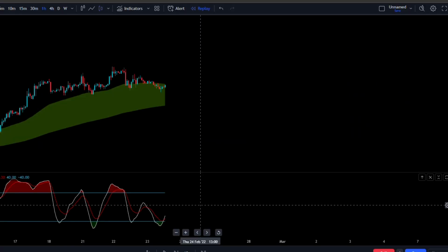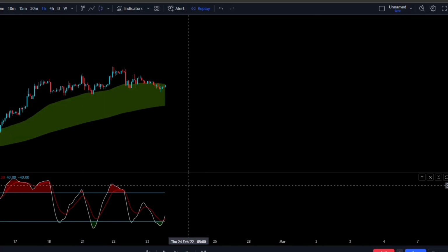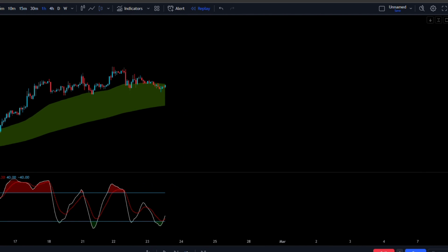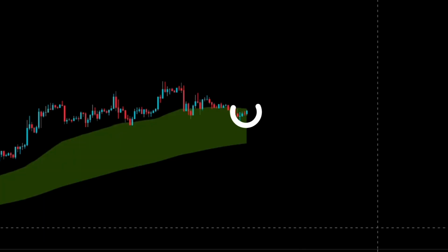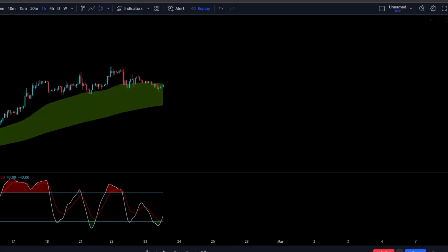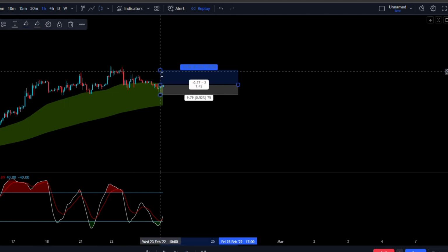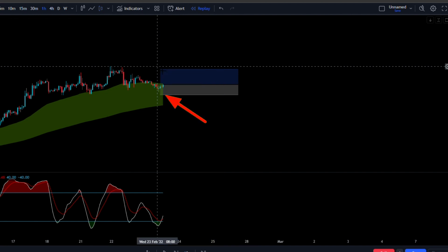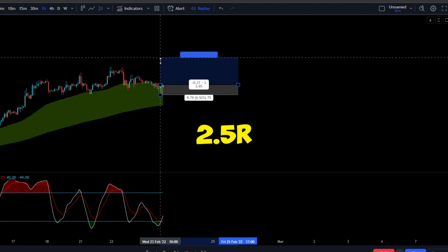Now, for this to be a valid cross, it must cross above the blue line. Now, once all these confirmations have been met, the final verification will be that price action also prints a bullish candle once the cross occurs. Now, all these confirmations have been met. We're going to take the instant execution, stop loss below the most recent swing low, and we're going to be targeting a 2.5 risk to reward.